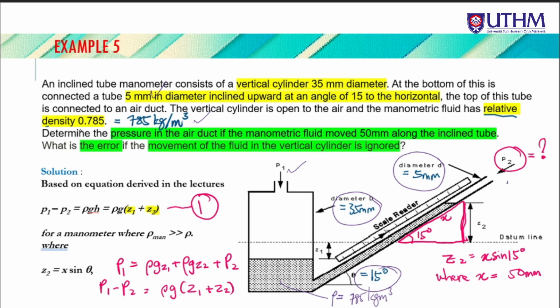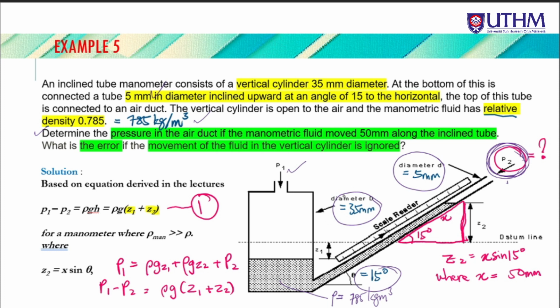And then the questions: determine the pressure in the air duct if the manometric fluid move 50 mm along the inclined tube. So maksudnya dia nak cari what is the value of this pressure P2 if the manometric fluid move 50 mm along the inclined tube. Maksudnya benda ni bergerak 50 mm. So the value of X ni adalah 50 mm. Okay, what is the error if the movement of the fluid in the vertical cylinder is ignored? So yang ni tak apa, kita consider yang ni dulu.